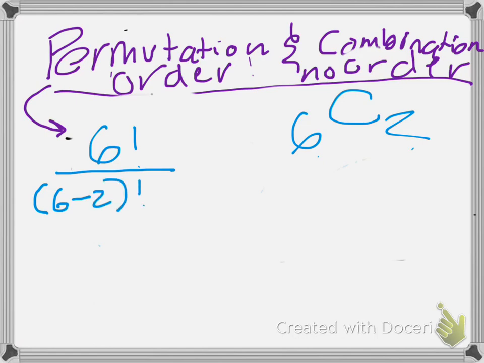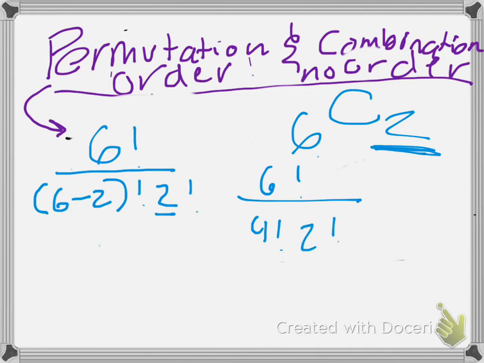And don't forget, you're going to add your 2 again, because the total outcomes comes twice when you're doing a combination. So what you do after is you multiply the bottom, which is still 6 factorial. 6 minus 2 is 4, so 4 factorial. And you have 2 factorial.